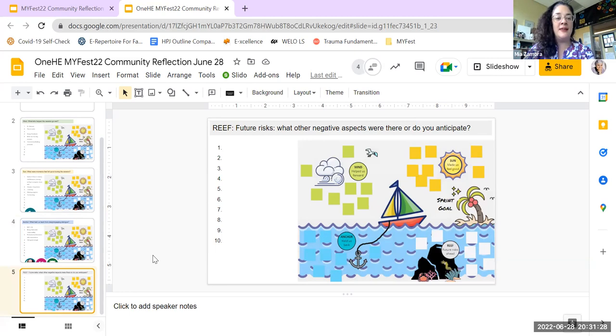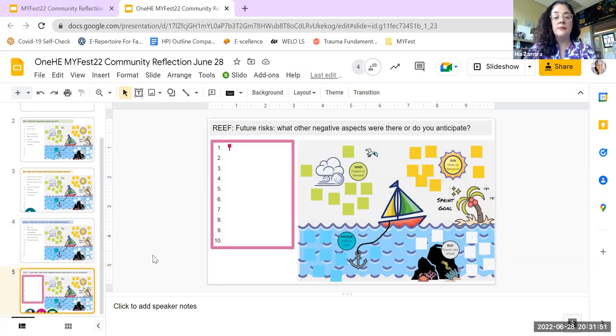So let's do that. The last element is the reef. And the reef represents other negative aspects, like future risks. What other negative aspects might there be? What do you anticipate moving forward? So again, that idea of a future risk. What do you guys think?